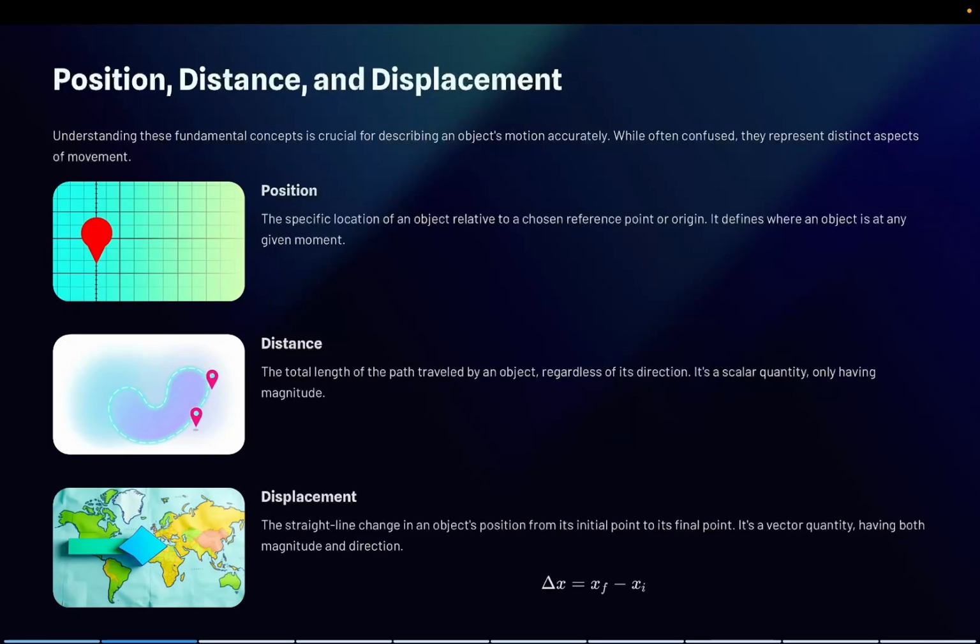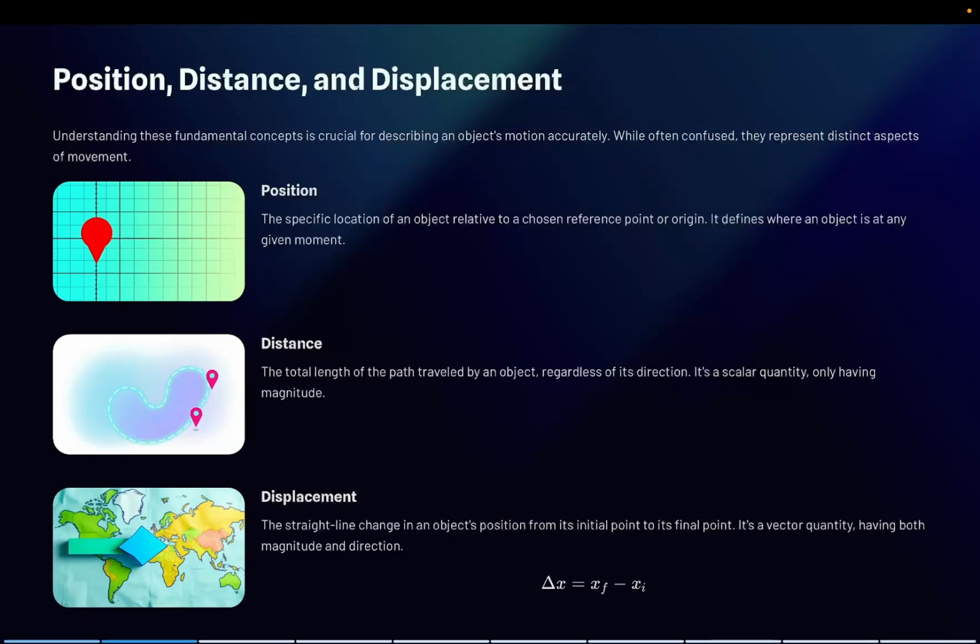Position, distance, and displacement. So what are these three things? Position is the specific location of an object relative to a chosen reference point or origin. It defines where an object is at any given moment. So a position tells you where something is, but to tell you where, you always need a starting point called a reference point. So what is position? Position is your location compared to a known spot, which is a reference point or your origin.